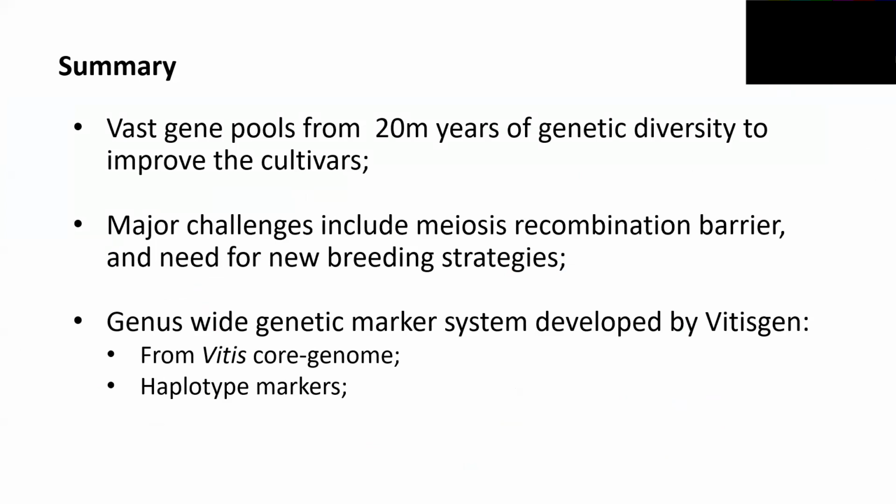So in summary, what I told you about is that we have a vast gene pool with 20 million genetic diversity that can be used to improve cultivars. One of our biggest challenges is the recombination barrier, and we also need new breeding strategies. What I told you today is that we developed this genus-wide genetic marker system for vitagen breeding pipelines. We basically use the core genome and rely on haplotype markers.